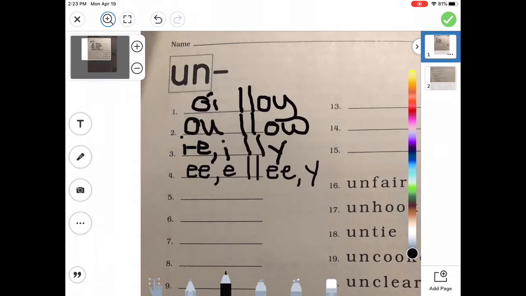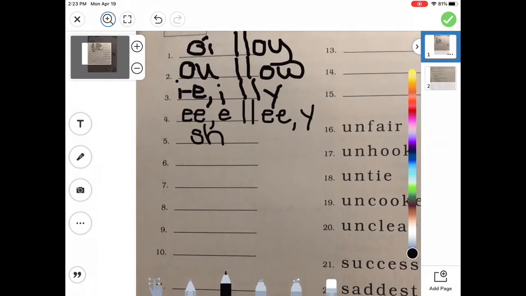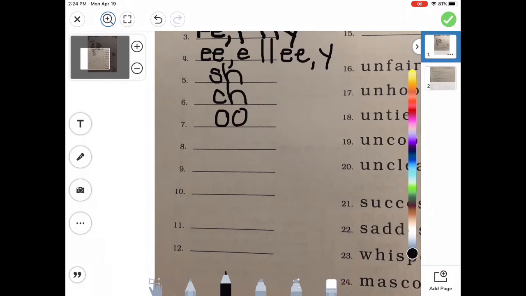Okay, what about the sh sound? S-H, very good. How about the ch sound? C-H, perfect. Okay, what about the ooh sound? O-O, good job. How about uh? That's O-O too. Like, remember, like book or hook. Okay. What about the J sound? That's right, we spell it with J or G.